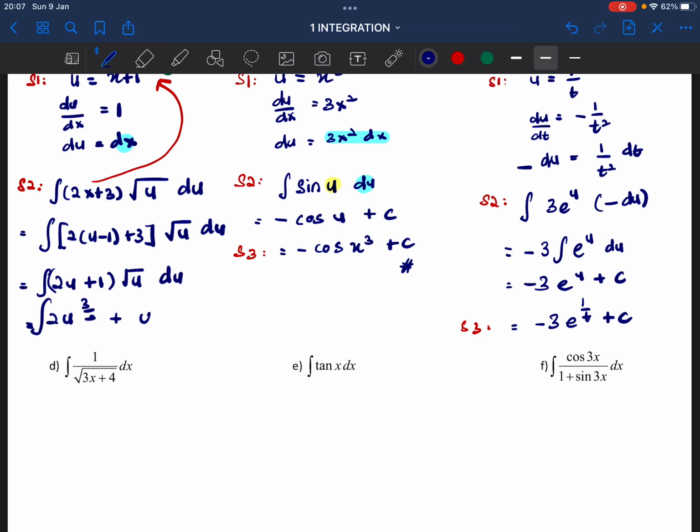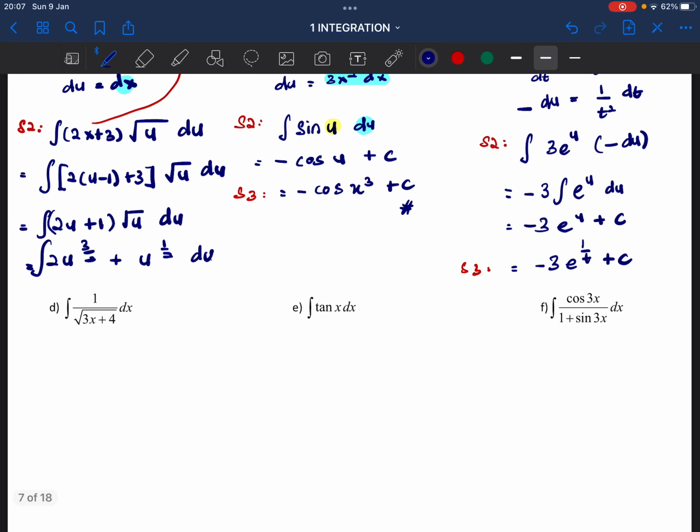Plus u power 1 over 2 du. Okay, so now we are going to expand this. It equals, we are going to integrate u power 5 over 2 divided by 5 over 2, plus u power 3 over 2 divided by 3 over 2, plus c. Okay, just simplify everything. You will get 4.